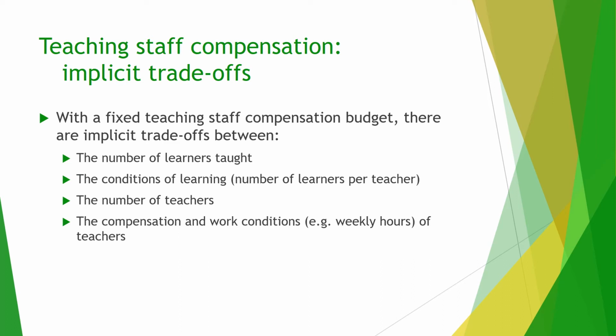For instance, if we want to increase the educational offer, if we want to increase the number of students that can be taught, we will need more teachers. If we hire more teachers with a fixed teaching staff compensation budget, it means that we will need to decrease the salary. Okay? Another way of increasing the number of students without increasing the number of teachers would be to increase the number of learners per teacher.